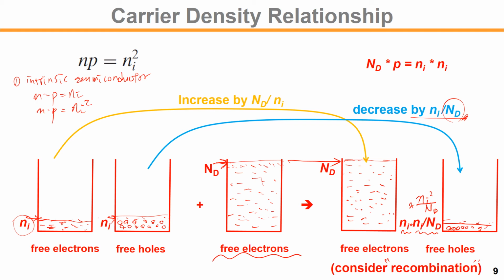So the number of holes would be Ni square over Nd, approximately. If you look at this relationship, the number of free electrons is Nd, but the free holes will be Ni square over Nd. If you multiply those two numbers, that is close to Ni square. So this relationship n times p equals Ni square also holds in an extrinsic semiconductor.